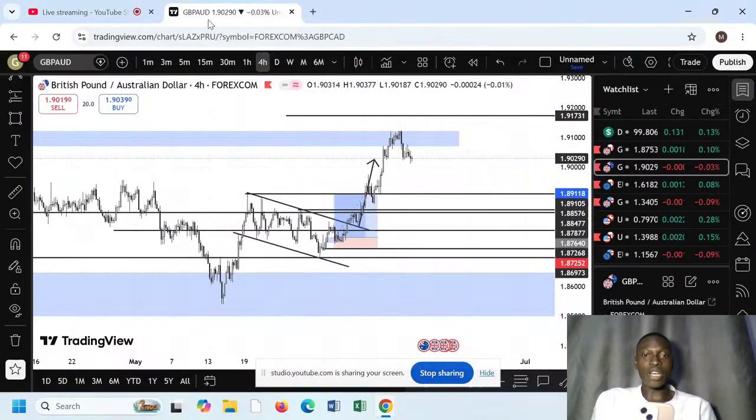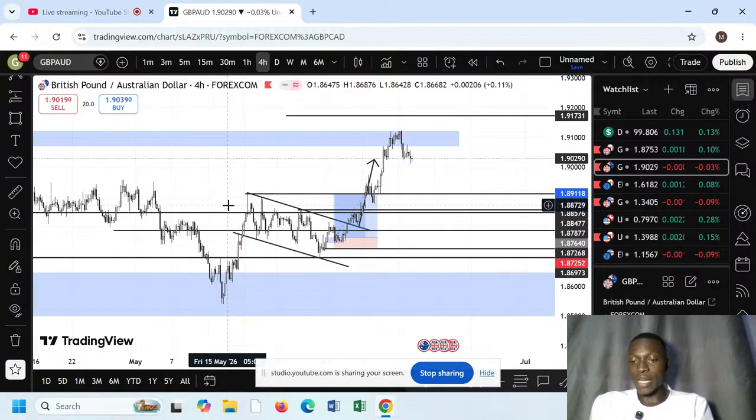So let me go on GBP AUD. For the analysis that I did recently, this was the trade that I took over GBP AUD. Remember that I recorded a video and posted it on YouTube that I entered this trade, and it happened to be that I was right with my bias. However, I was taken out at break even. That's the reality of trading.